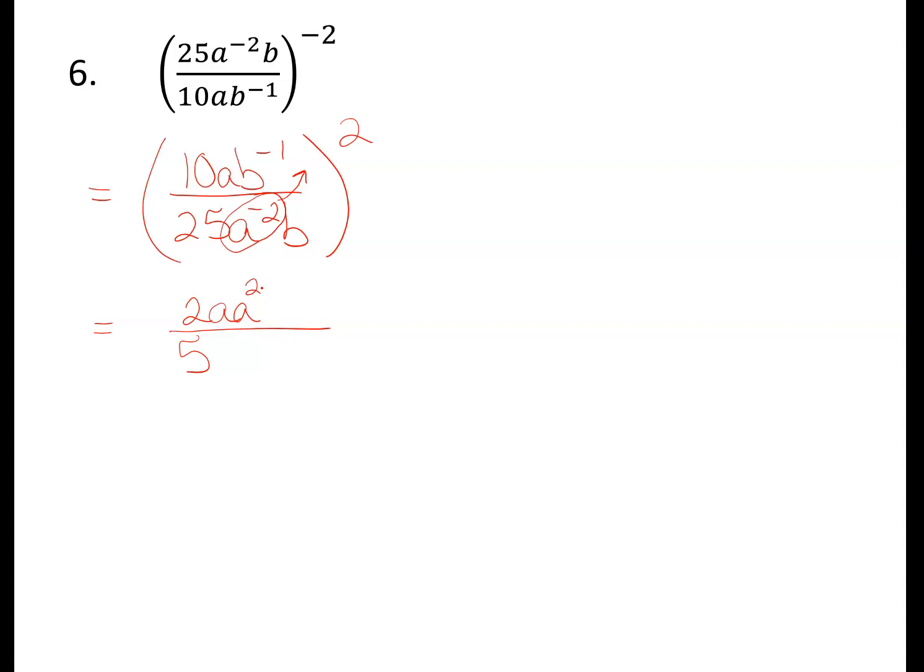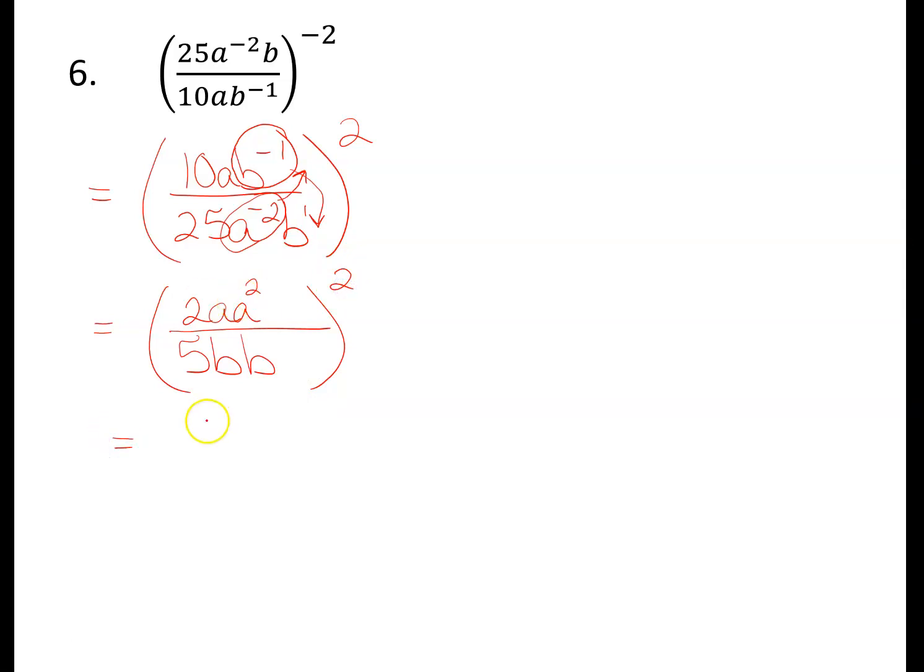And now look at our b's. We've got b, and this is an invisible positive 1 on that b there. So that b stays on the bottom, does not need to move. But this b has a negative exponent, so it needs to come down. And all of that is still to the second power.